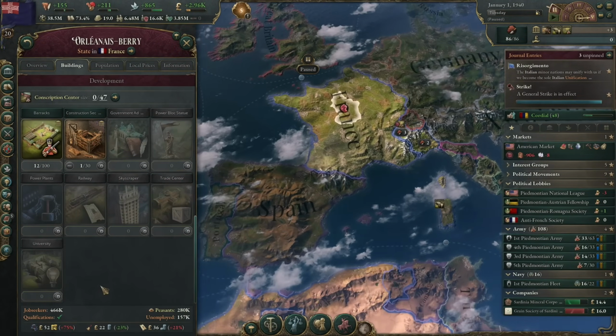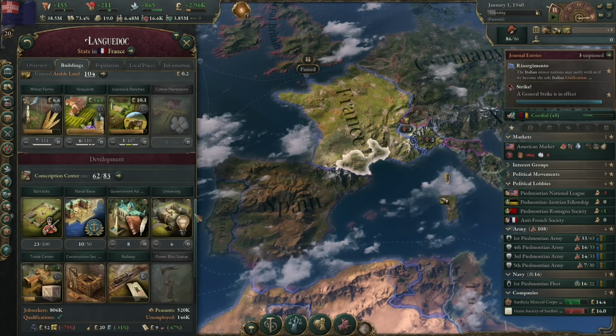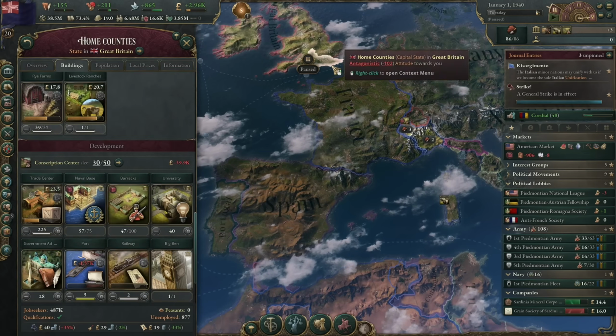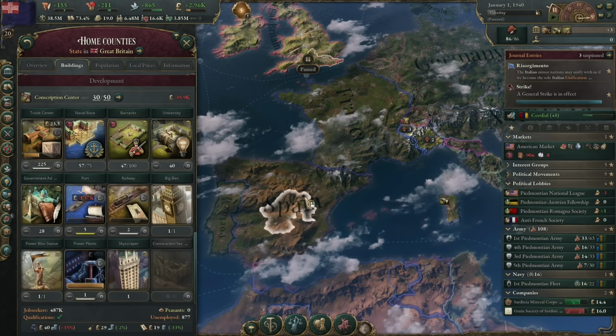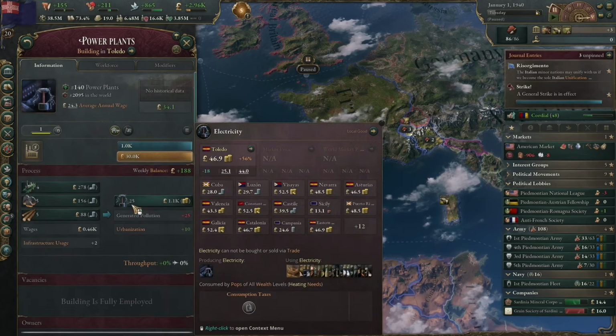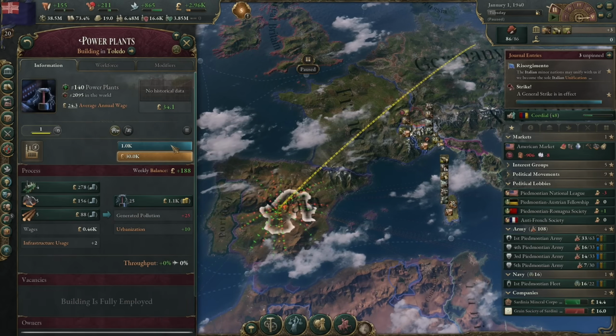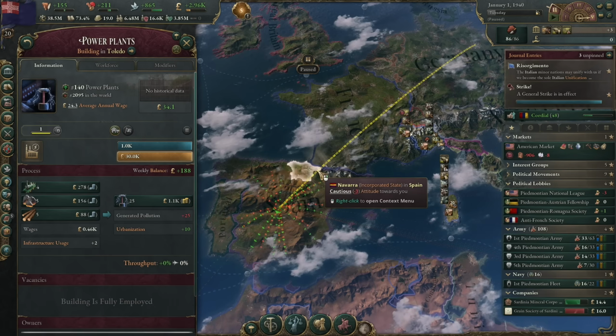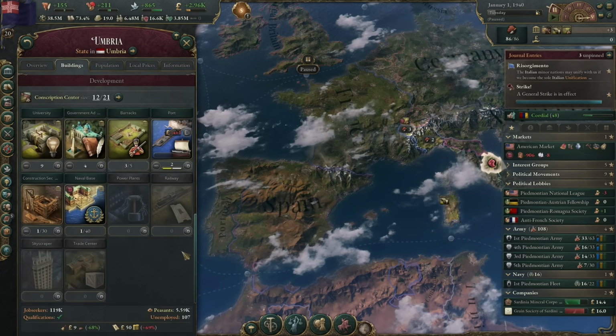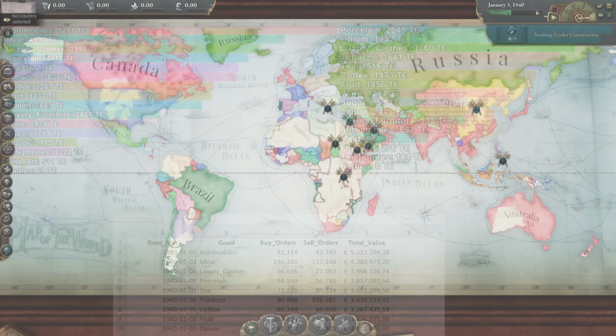When we look around Europe, we can see that most states have exactly one power plant, very similar to 1.8. But one power plant only produces 25 electricity now instead of 100. It also has less workers. But since the AI apparently doesn't know how to build more than one power plant, there is even less electricity.